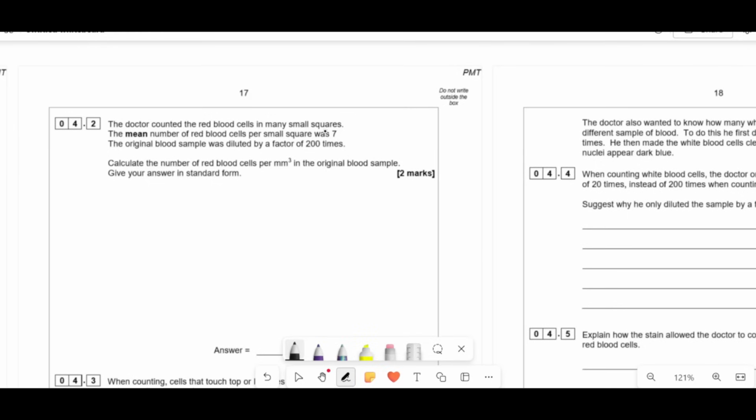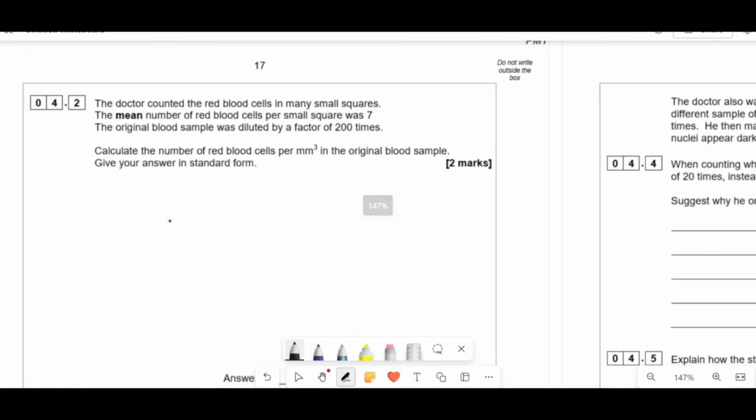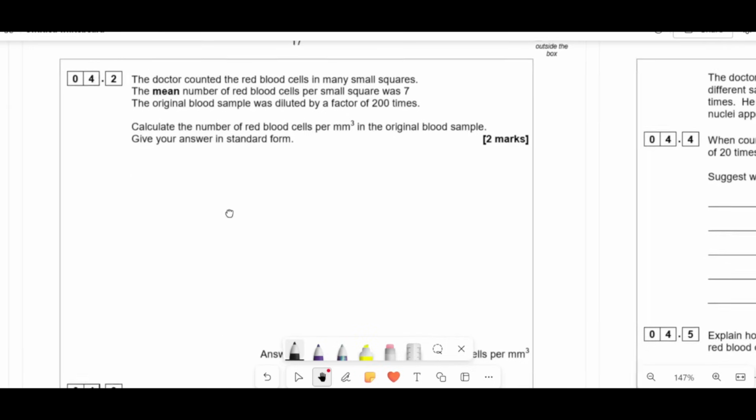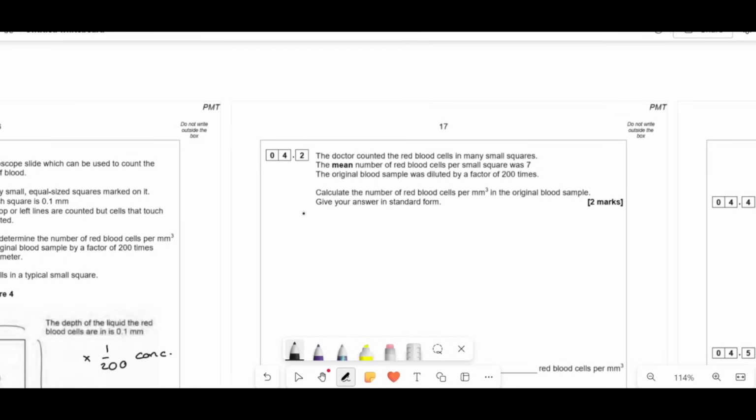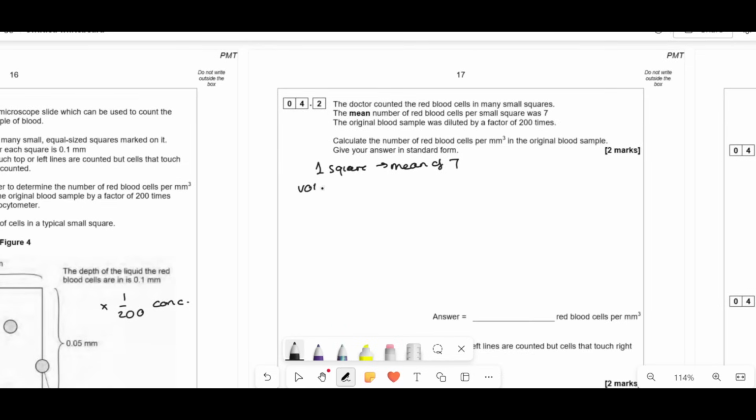The doctor counted the number of red blood cells in many different squares. The mean number was 7. The original blood sample was diluted by a factor of 200. Calculate the number of blood cells per millimeter cubed in the original sample. So there's a multi-step process here. First of all, they've counted on this whole square a mean of 7. So one square has a mean of 7, but they want it per millimeter cubed. So we need to work out the volume of this one square.